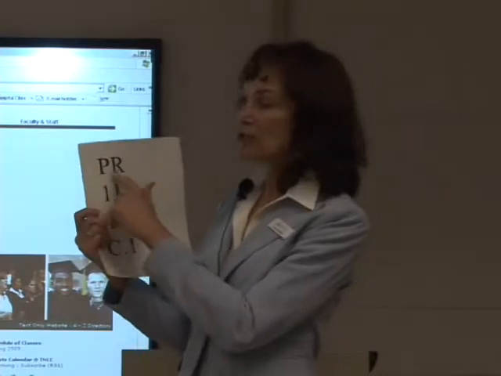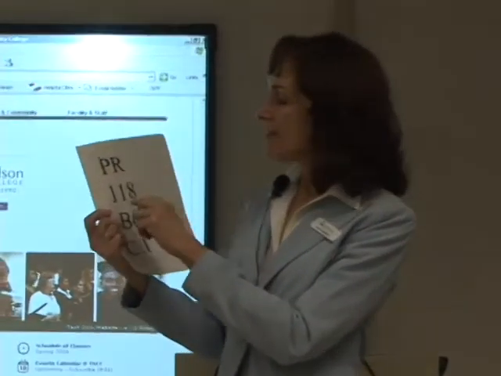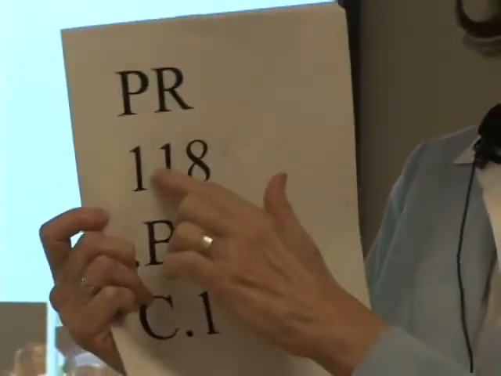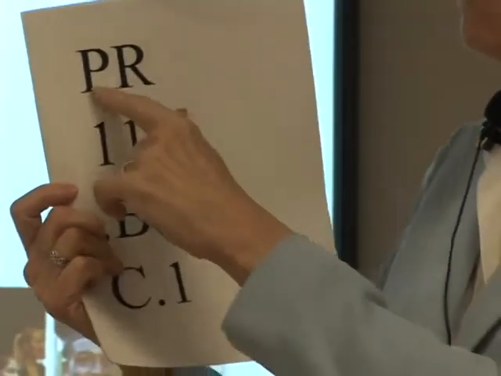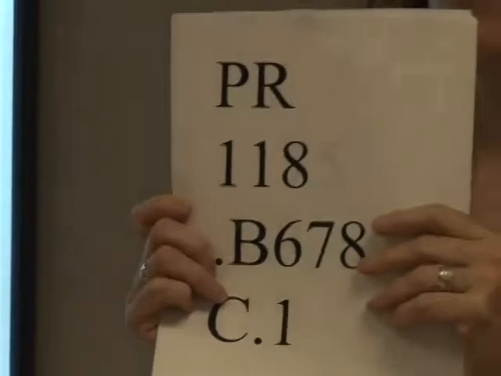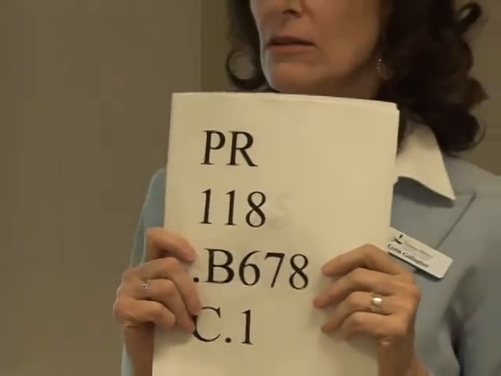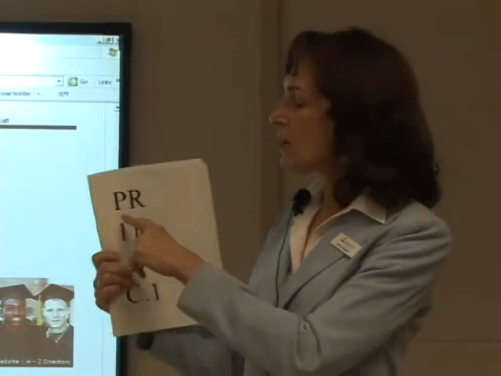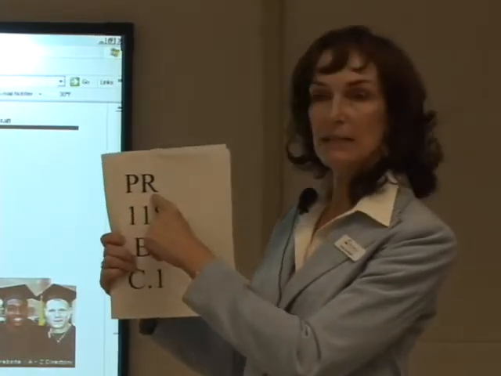It's not just the first two letters. There's a second line right here that usually subdivides the subject. What is PR? What section is PR? Language and literature. Well, P is language and literature. What is PR? English literature. Okay, so it's language and literature, English literature.